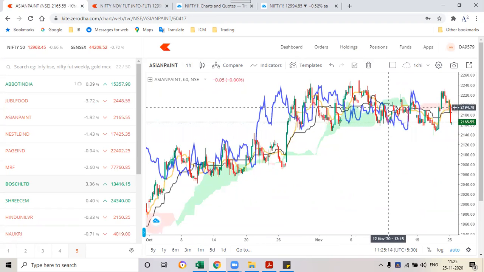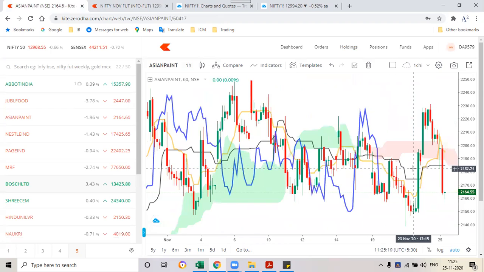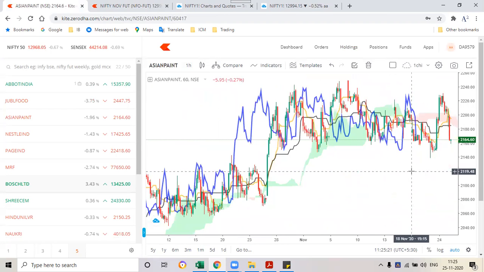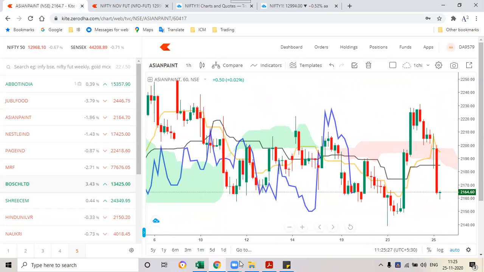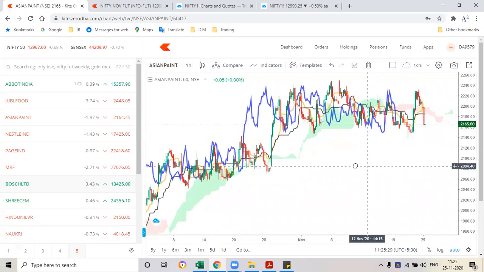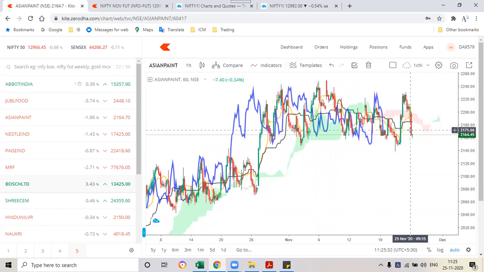If the cloud is continuously creating a sideways market like this, there may be strong chances that you may get some false trades, so trade in small quantity there. So right now, if someone asks, sir, should I buy Asian Paints? I will tell them Asian Paints is below the cloud. Below the cloud, it is bearish.